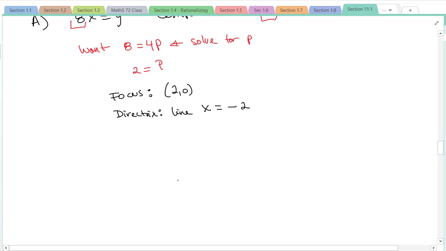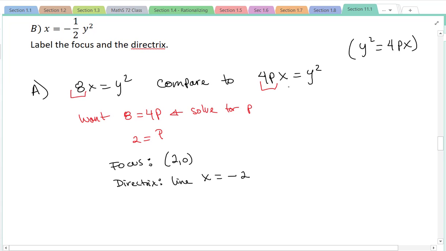And so when we draw this one, let me see if I can draw it over here. Is it going to open to the right or to the left? Well, I usually put my focus first. So this is 2, 0. And remember, the focus is a point that's on the inside of the parabola. So the parabola is opening towards the focus. So because the focus is on the positive x-axis, that means that our parabola is going to open to the right. And then the directrix is the line x equals negative 2.